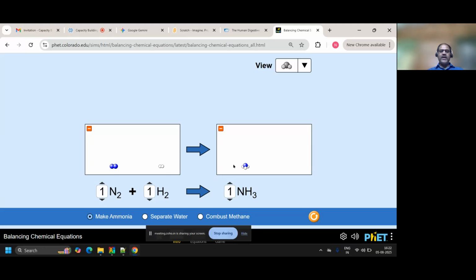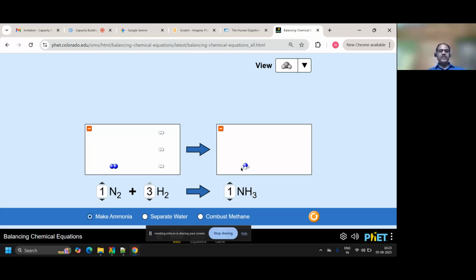I can see this way: count 2 nitrogen, but there is 1 nitrogen here, so I increase this to 2. Now there are 2 nitrogens here. Now the hydrogen: 3 plus 3, 6. So if I increase it to 2 and 3, then it is balanced, correct? Now it says balanced. Till then, I don't get this smiley. Suppose I decrease this. Now it says no. You have got 6 hydrogen atoms over here and only 3 hydrogen atoms over here, so it is not balanced.